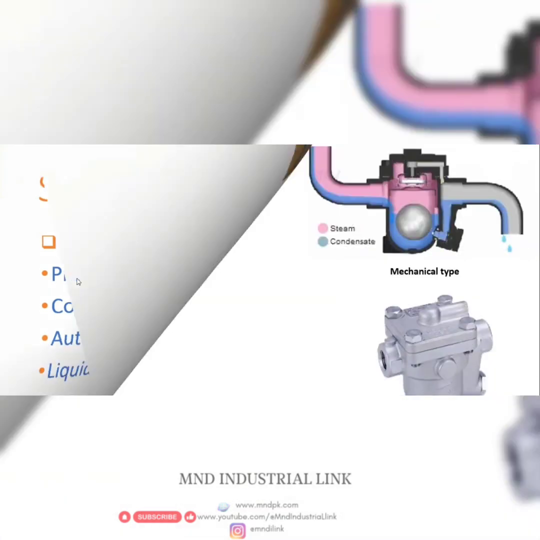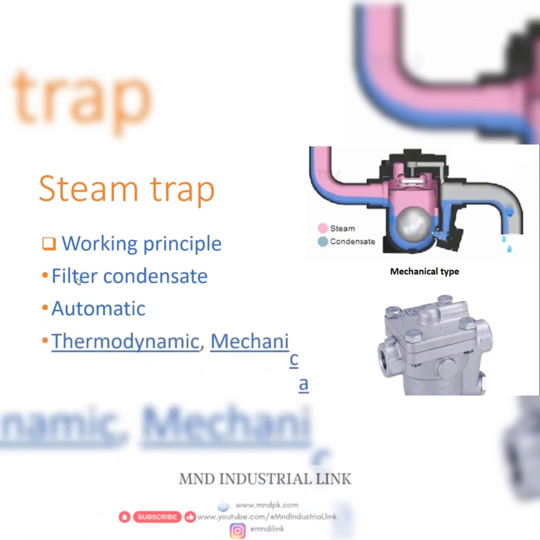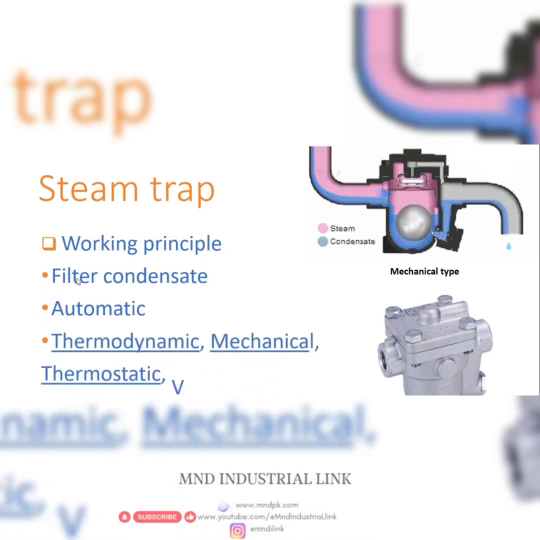Steam trap working principle. It is a device used to filter out the condensate from the system to ensure regular flow in the system. When condensate occurs, the steam trap works automatically. Mainly there are four steam traps: thermodynamic, mechanical, thermostatic, and Venturi nozzle.